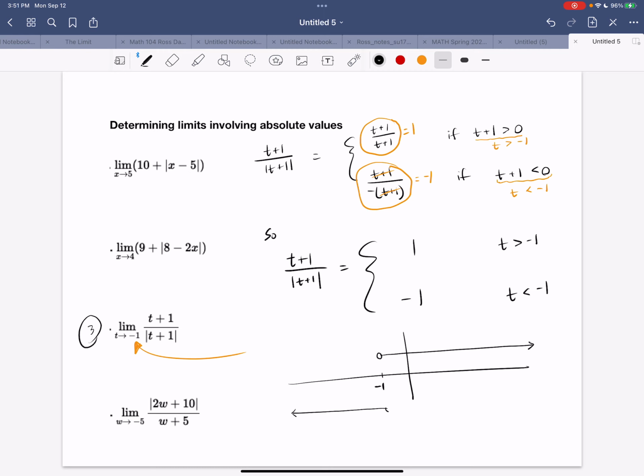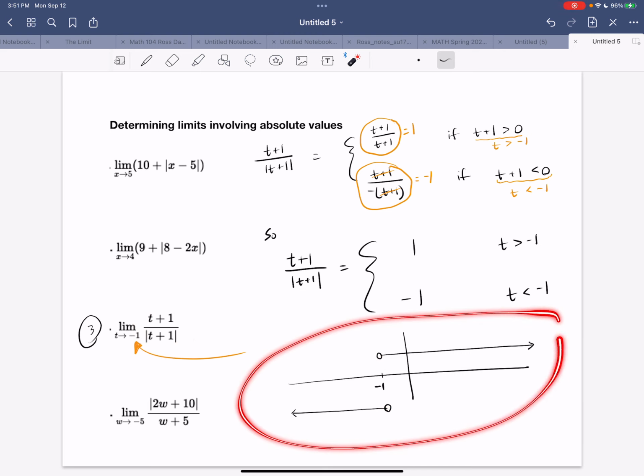I'm going to put a hole here because we don't know what happens when t is equal to negative 1. This function is not defined when t is equal to negative 1 because you can't divide by 0. And I can't say 0 over 0 equals 1. I can't say that, right? You can't divide any number by 0, not even 0.